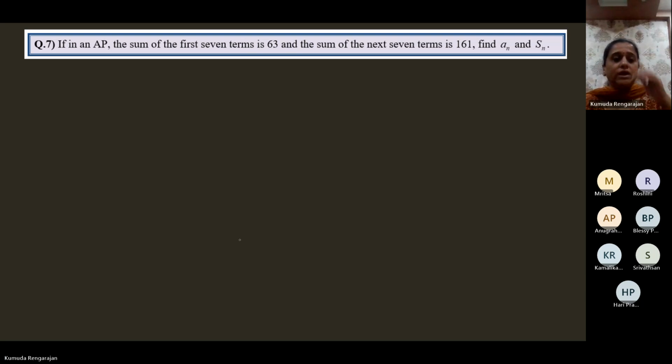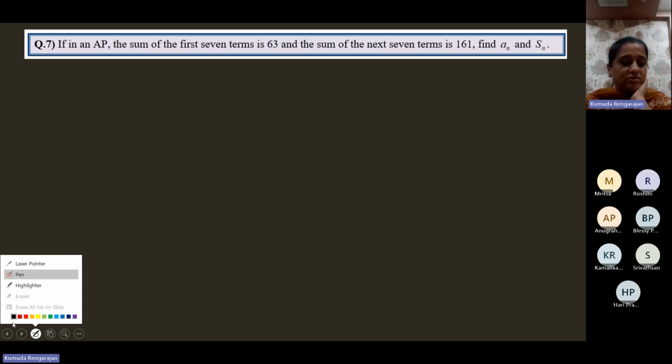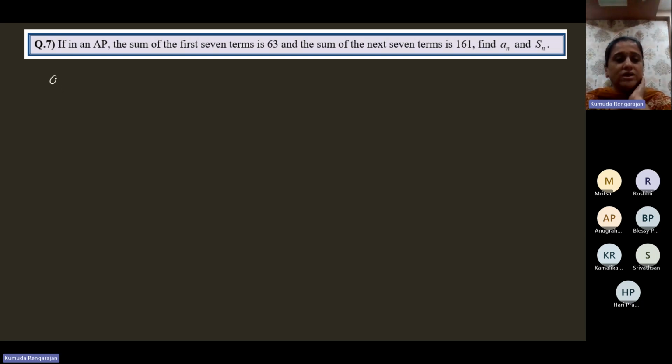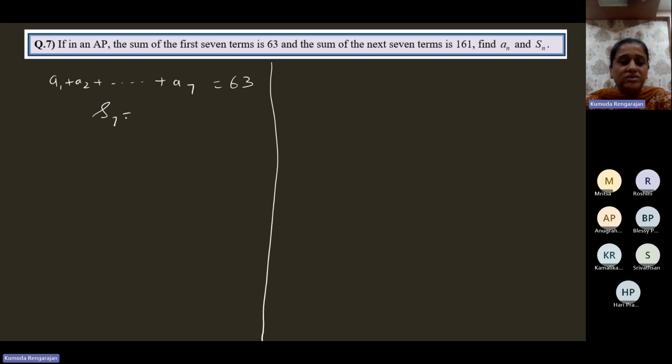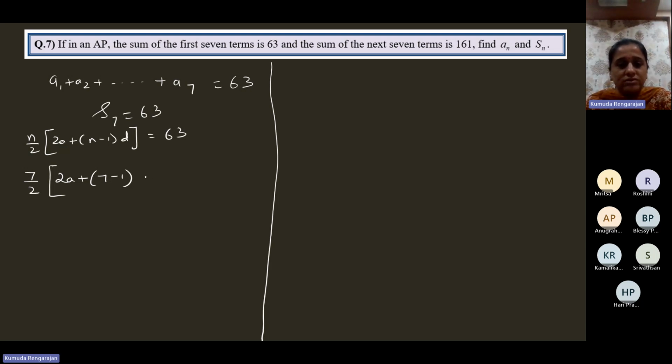If in an AP, the sum of the first 7 terms is 63, that is A1 plus A2 and so on till A7, which means S7 is 63. Then we know S_n is n by 2 of 2a plus (n minus 1) into d, which is 63. n is 7, so 7 by 2 of 2a. We don't know the AP, so we don't know the first term, plus 7 minus 1. We also don't know the common difference.